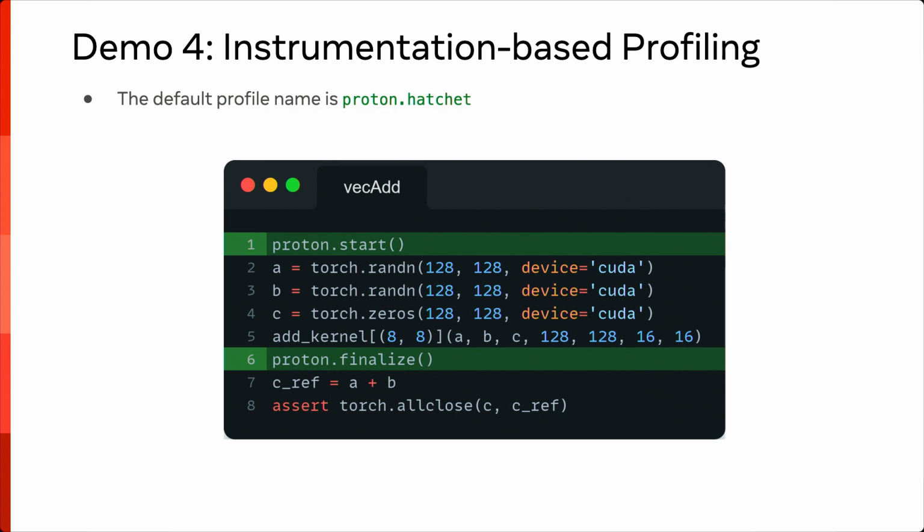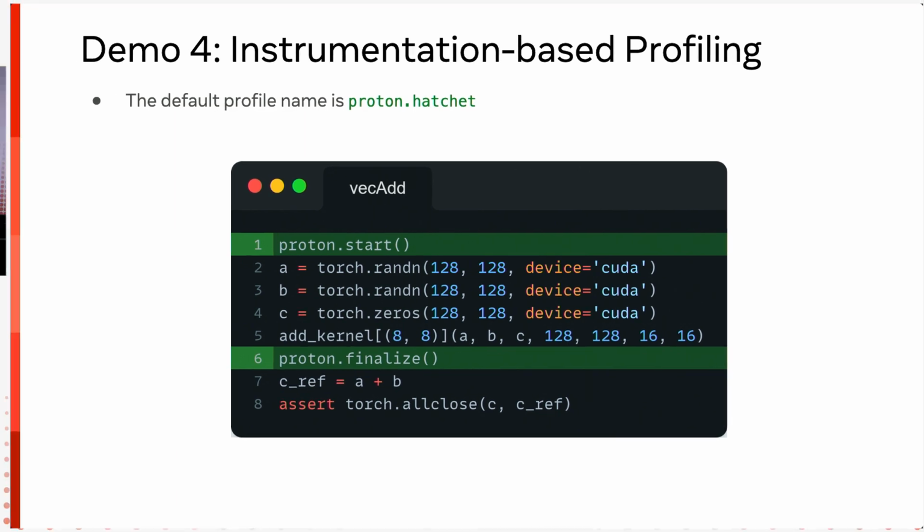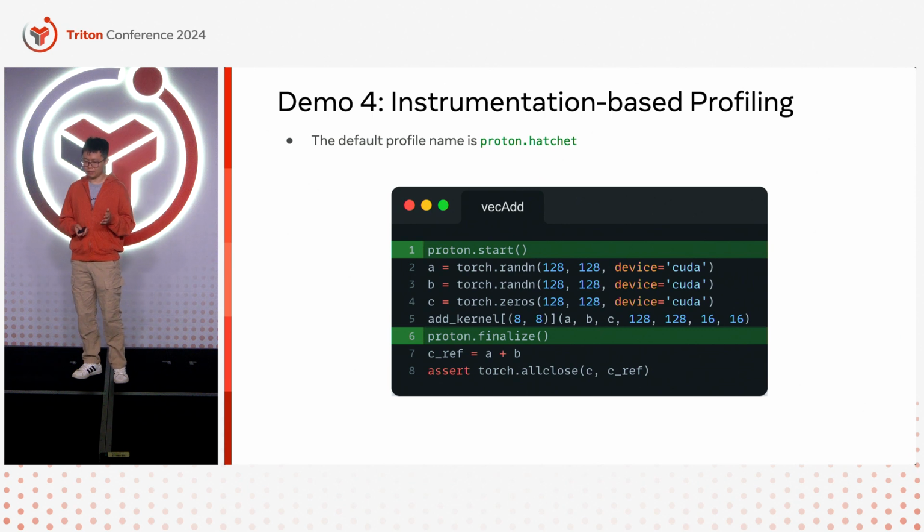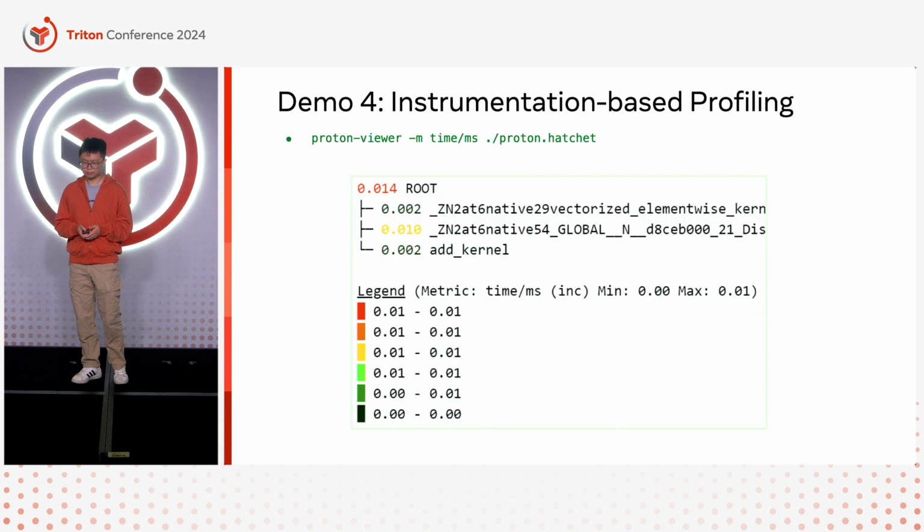After that, we got three tensors, A, B, and C. Then we're going to invoke the Triton kernel add kernel we defined before to operate on these PyTorch tensors. After that, we're just going to finalize profiling by dumping the profile onto the disk. So the APIs we involve here are proton.start and proton.finalize. These are pretty much necessary APIs for every Python program you want to profile if you use the instrumentation-based method.